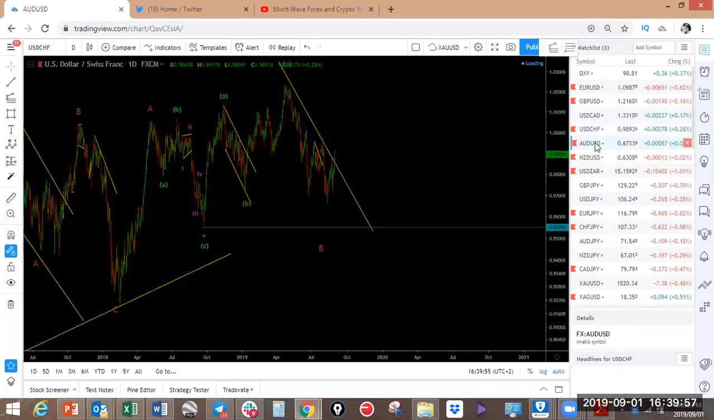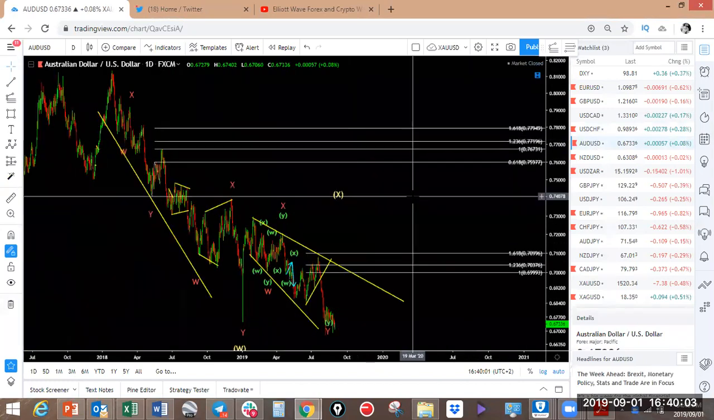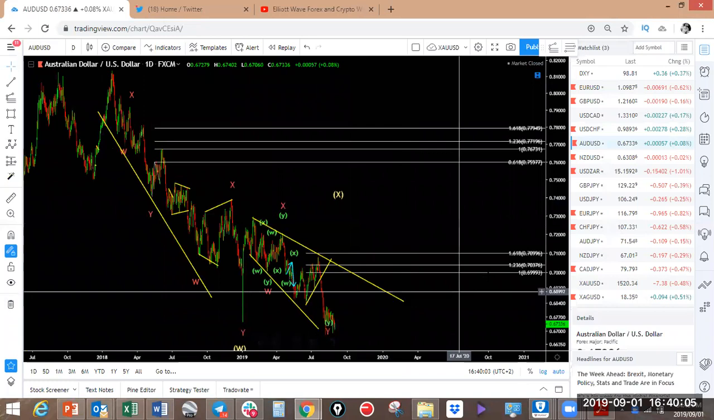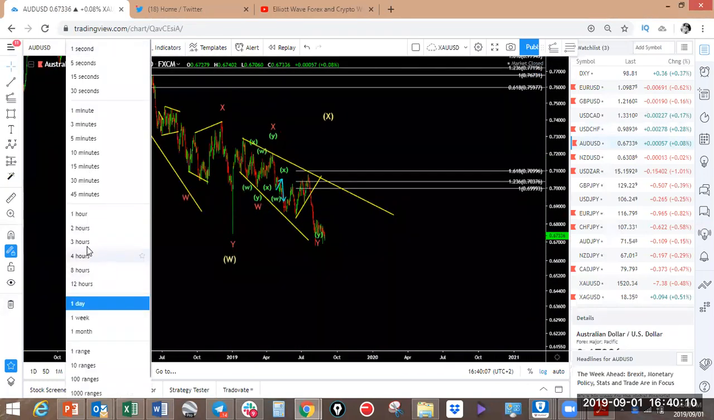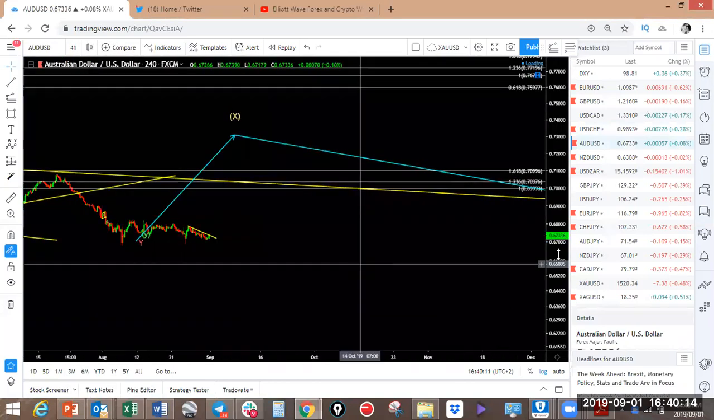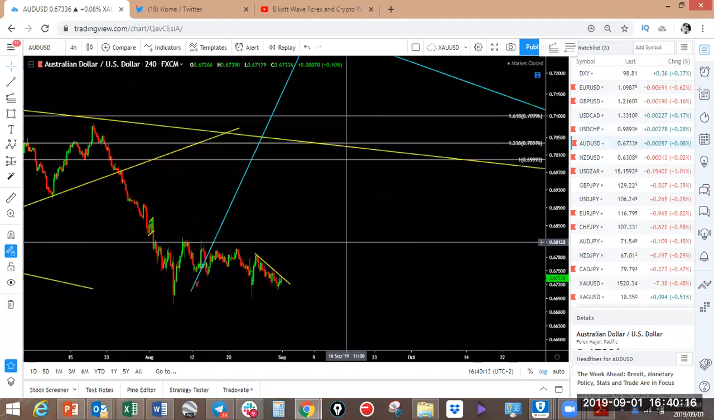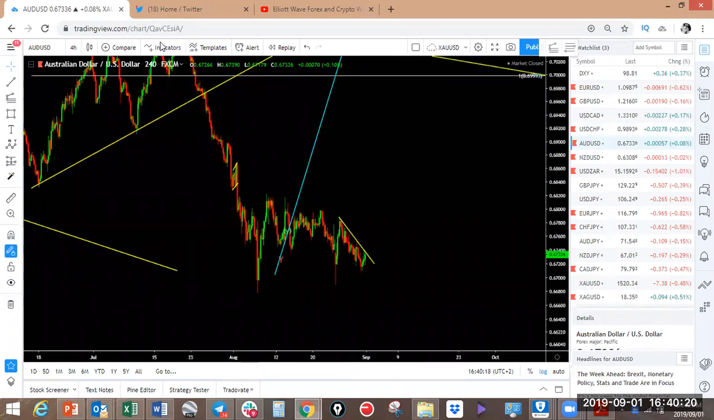Right, AUD US dollar. I'm going to go to the lower time frame here. I'm expecting a bit of a bounce here at current levels. Let's go to the 4 hour. You see what I mean by why I'm expecting a bounce there. The current structure on AUD US dollar is exactly similar to what happened a couple of days ago with US dollar JPY. We'll show you that just now.